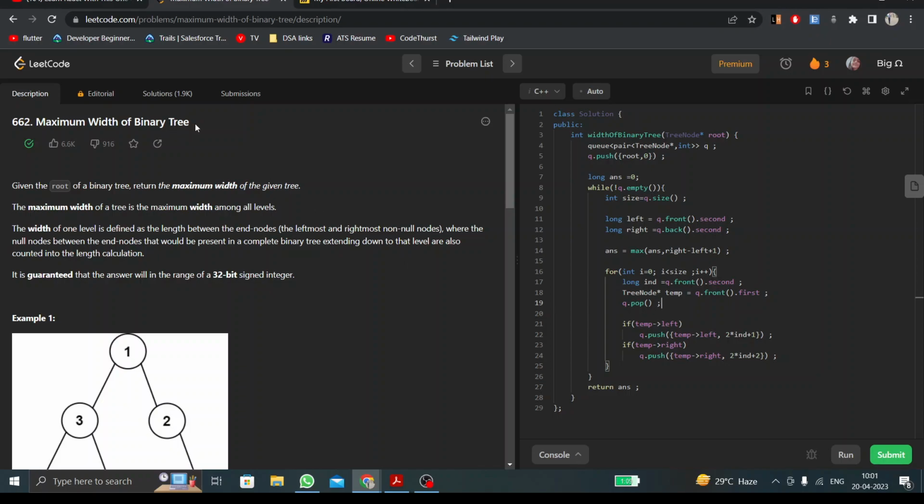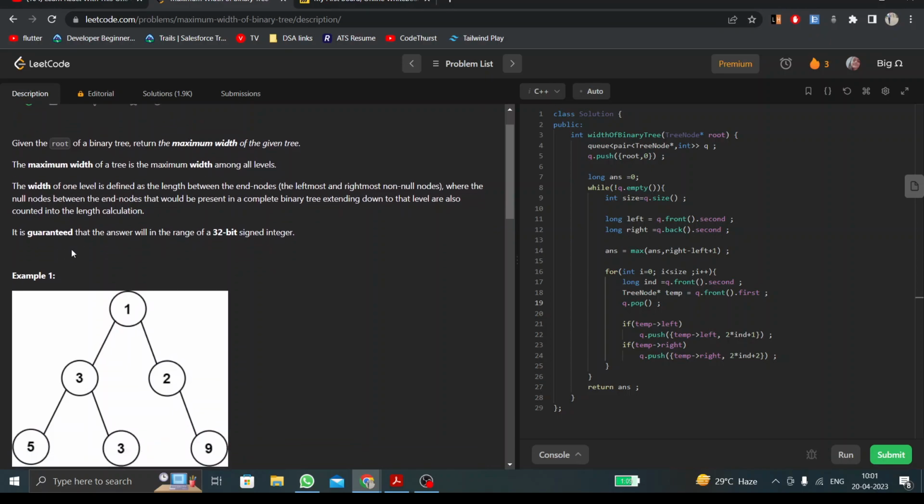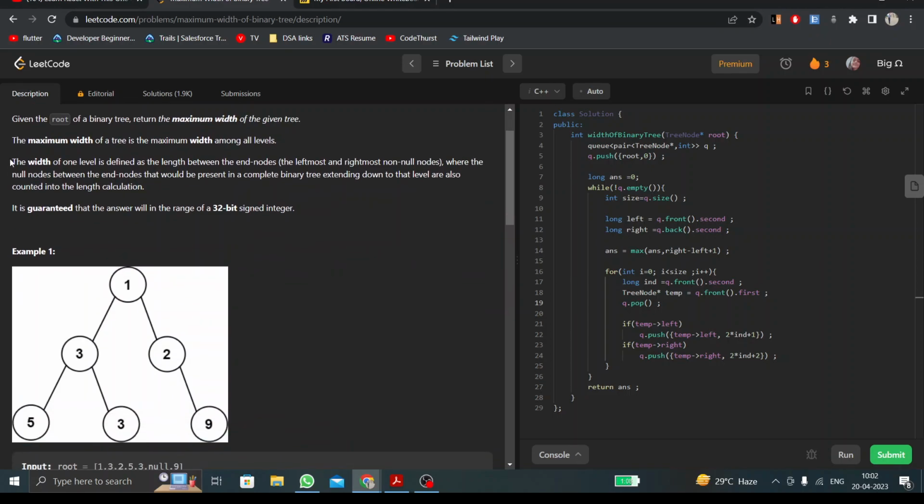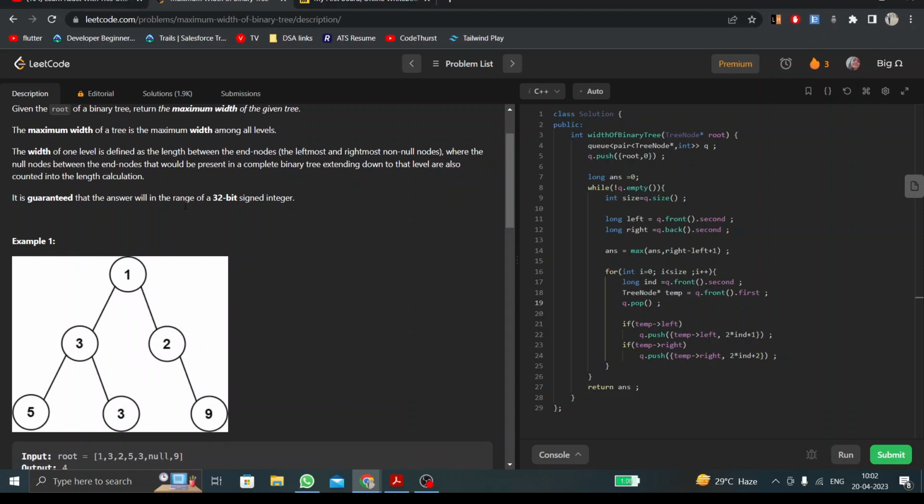Today's Leetcode question is maximum width of a binary tree. Given the root of a binary tree, return the maximum width of the binary tree. The maximum width of a tree is the maximum width among all levels. The width of one level is defined as the length between the end nodes, the leftmost and the rightmost non-null nodes, where the null nodes between the end nodes that would be present in a complete binary tree extending down to the levels are also counted into the length calculation.